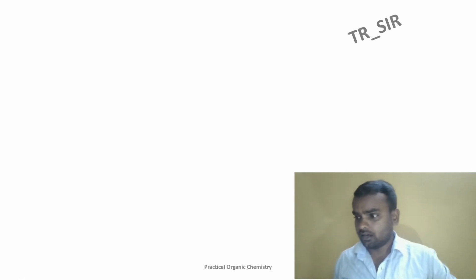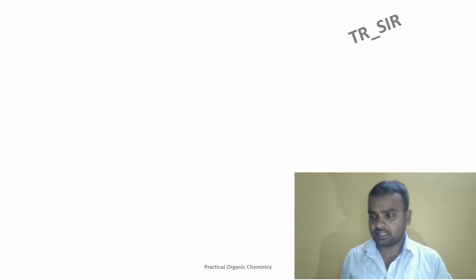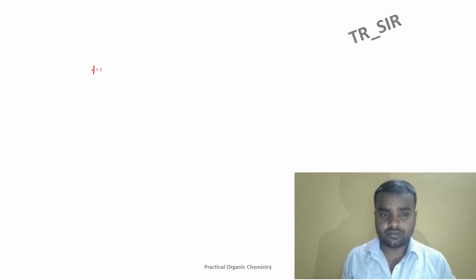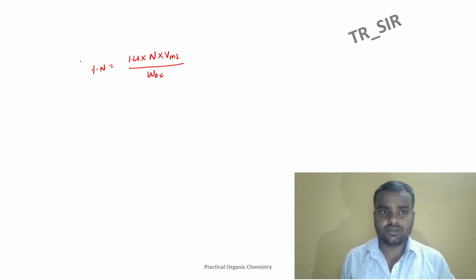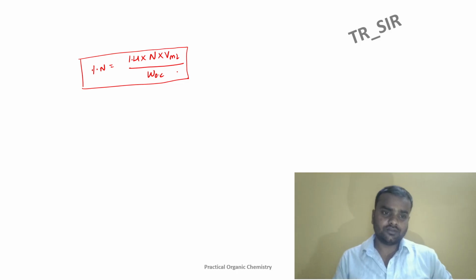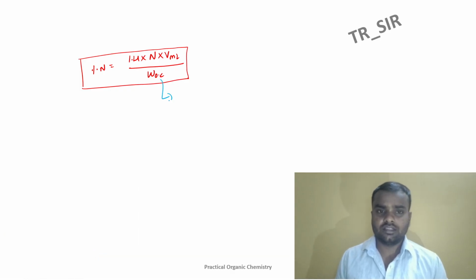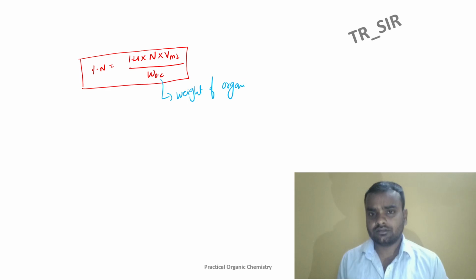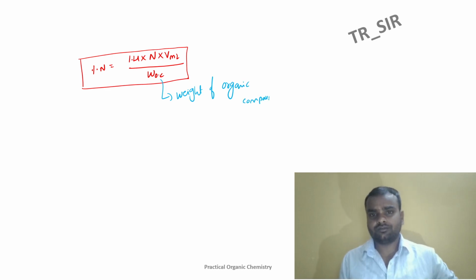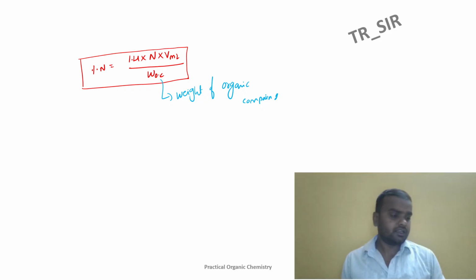Now let us see how to find out the percentage of nitrogen in this case. Percentage of nitrogen is equal to 1.4 into normality into volume in ml, divided by the weight of organic compound. So this is the relation that we can use in the case of Kjeldahl method. Now we'll find out each parameter clearly. This will be the weight of organic compound, this one. The weight of organic compound we have.